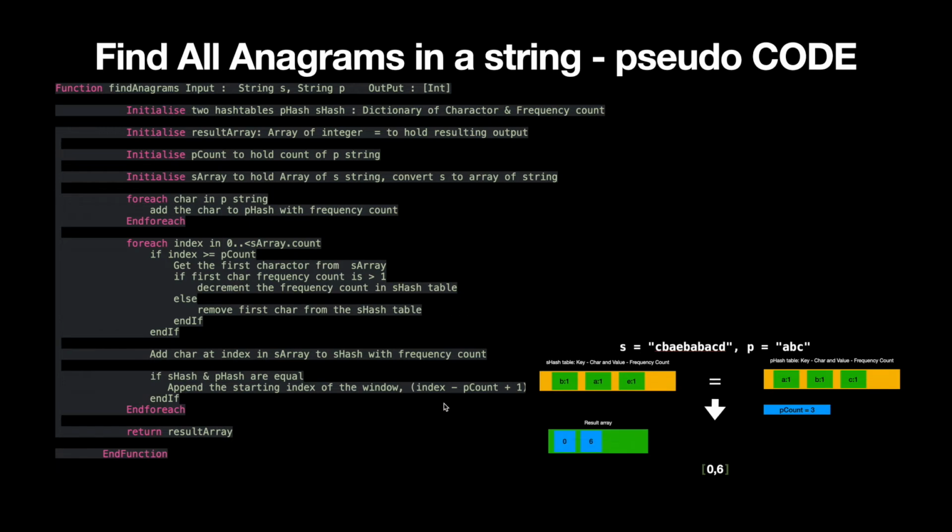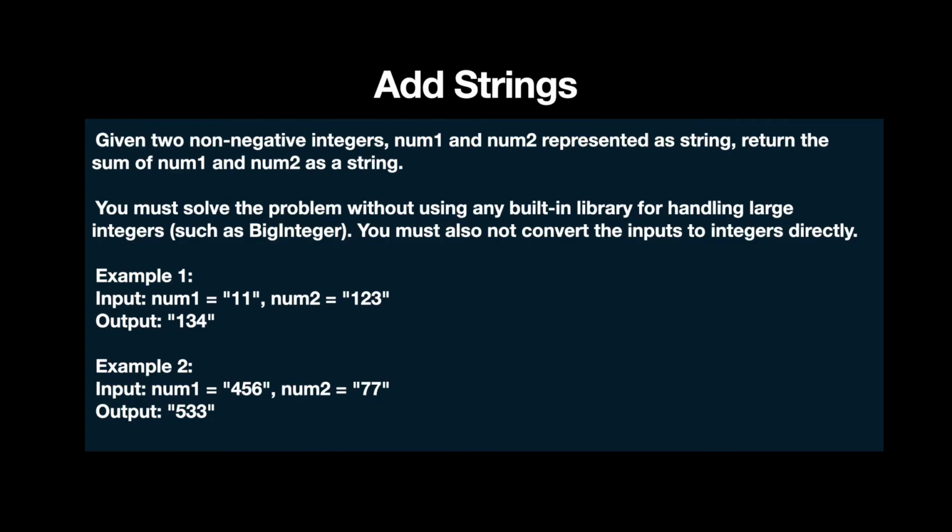So here the index has reached 3, so we'll deduct our P count from the index, and then plus 1 we'll get the first index, the C index, right? CBA. So we'll insert that index in our result array. So that's how we do it using the 2 hash tables and our sliding window concept for this find all anagrams. Let's look into the next question.